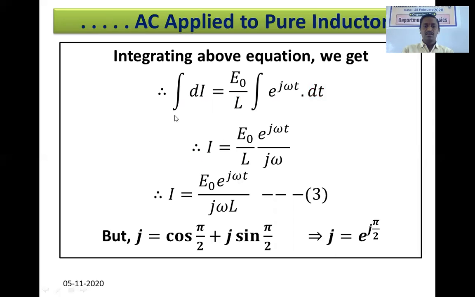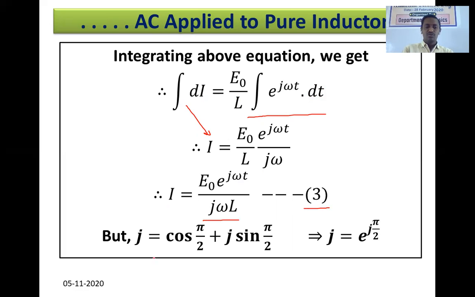So after integration, the equation becomes integral of di equals E0 upon L times the integral of e to the power j omega t dt. Here the integration of di is E0 upon L as it is. Integration of e to the power j omega t will be e to the power j omega t upon j omega, that is the derivative of j omega t, that is j omega. So the equation becomes I equals E0 e to the power j omega t divided by j omega L, that is our equation number 3.